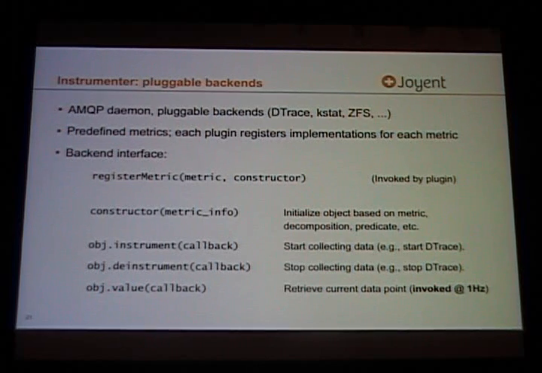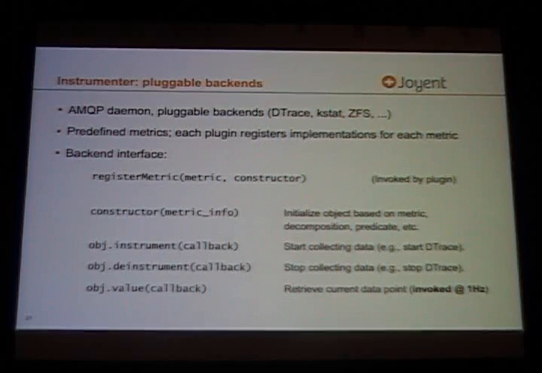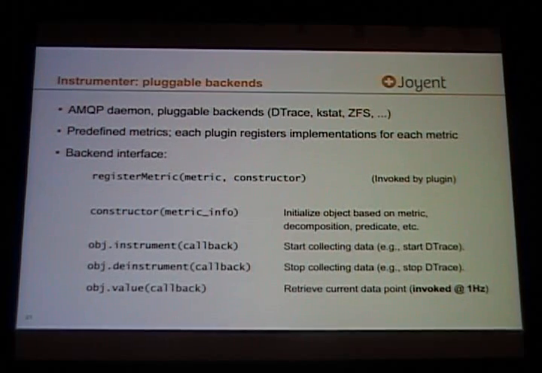And the interface for that object is actually pretty simple. When the instrumenter receives a request to instrument this thing, it uses the constructor to create this object, invokes the instrument method, which will generate a dscript and go actually enable DTrace. And then it will call the value method once per second to actually retrieve the data. When that's done, it'll call the dinstrument method to clean that up.